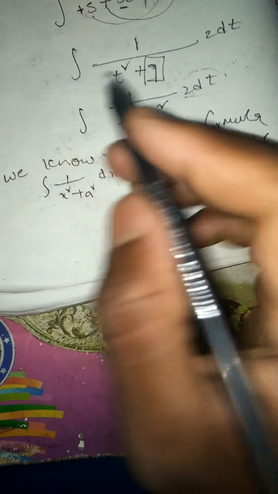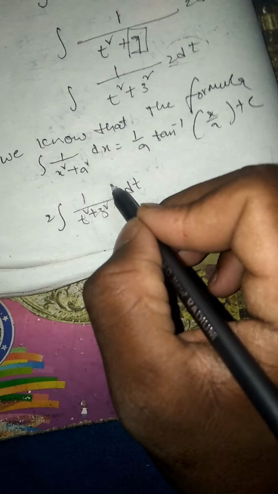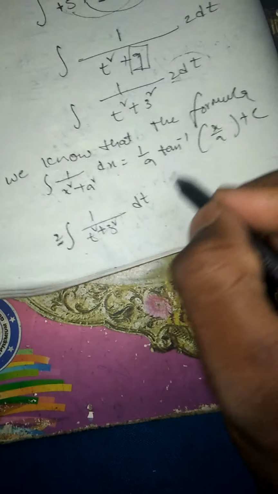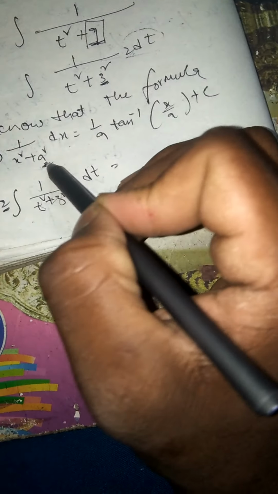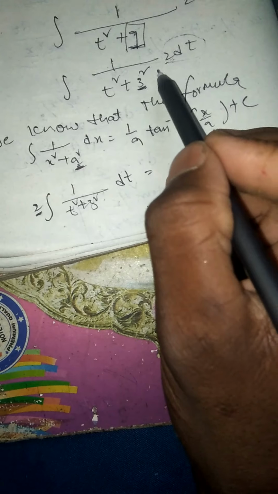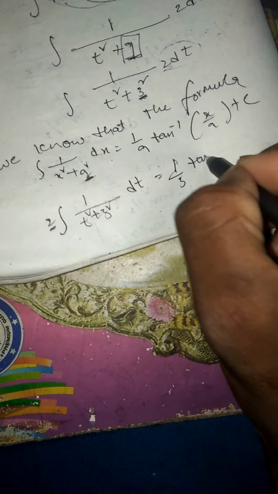It will have to be taken here. That means integral 1 by t square plus 3 square dt. To have this formula, the 2 is taken to this side. Now here a means constant, that means 3 square. A square means 3 square, so a means 3. So 1 by a means 1 by 3. Next tan inverse. X means here t. A means 3, plus c.